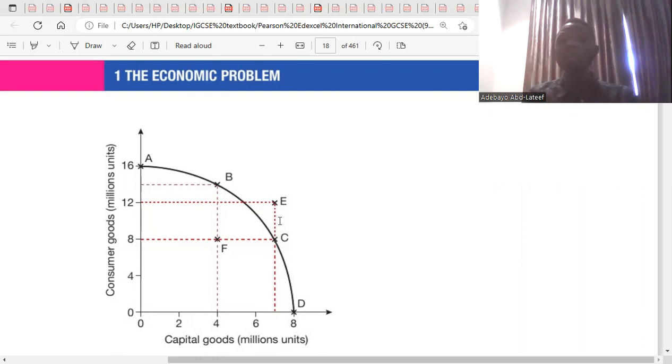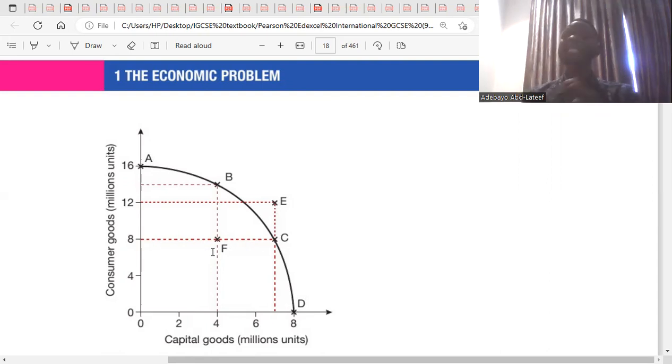Yes. Now we go to point E. The economy will not be able to produce at point E. Do you know why? Because it's outside the production possibility curve. The economy will not be able to produce outside its PPC because there are no resources for such production. I think that is clear.